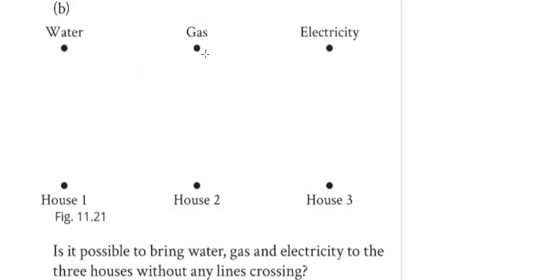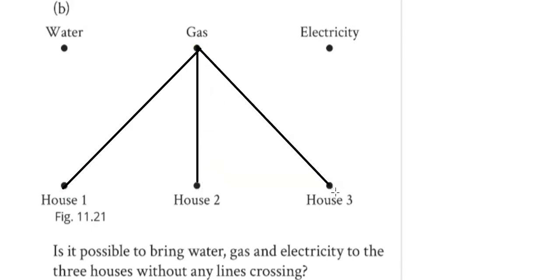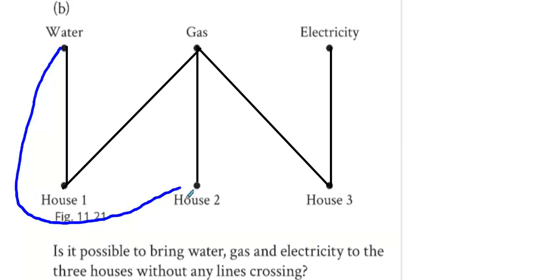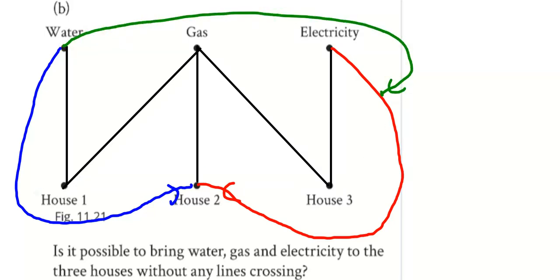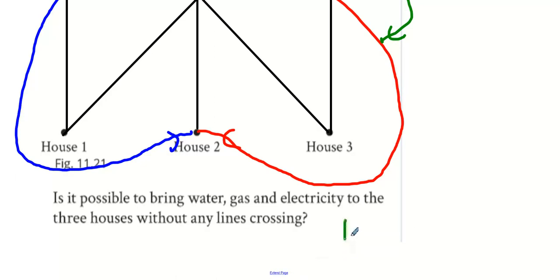Let's start off with the middle one again, which is gas. 1, 2, and 3. Electricity can go straight down, as can water. So I need to get water to house 2, which I'm just after achieving. And then I should probably try and get electricity to house 2. Done. And now trying to get water to house 3 is going to be impossible because I have to cross the electricity line. So my answer is no, it's not possible.